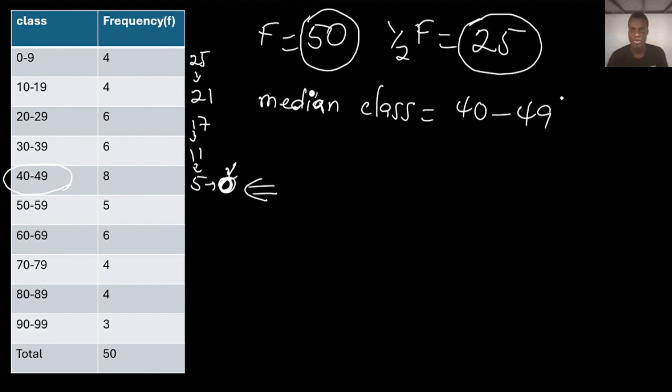From there we need to find a particular item. Just like how we did it for the mode, there was a particular fraction of the class size that was used to add to the lower class boundary. The same thing is going to happen here. So we know we need to find the lower class boundary as well, right?